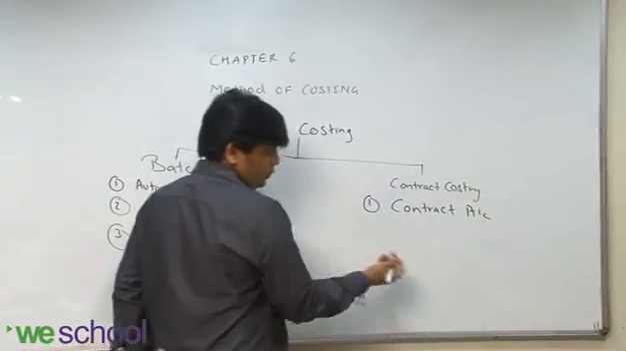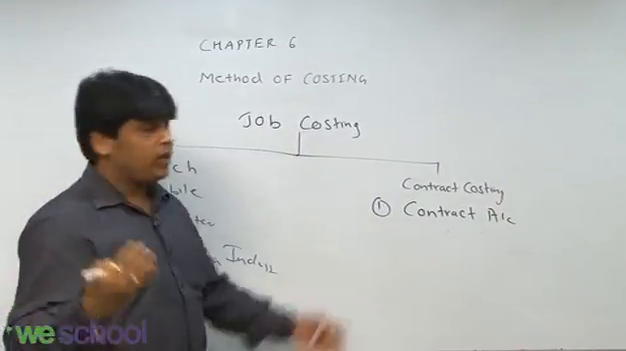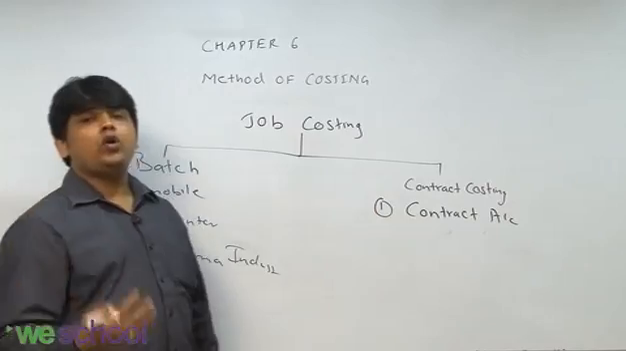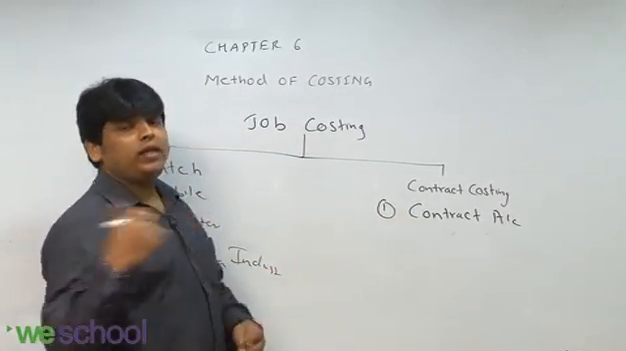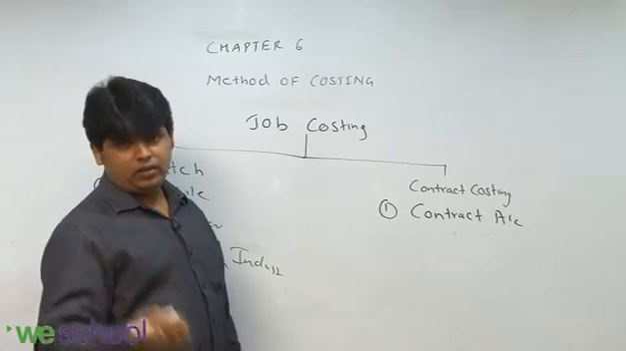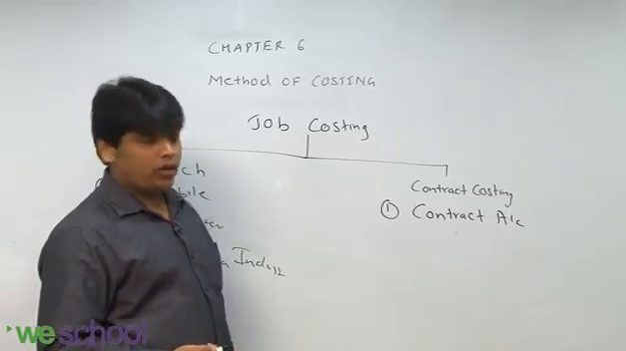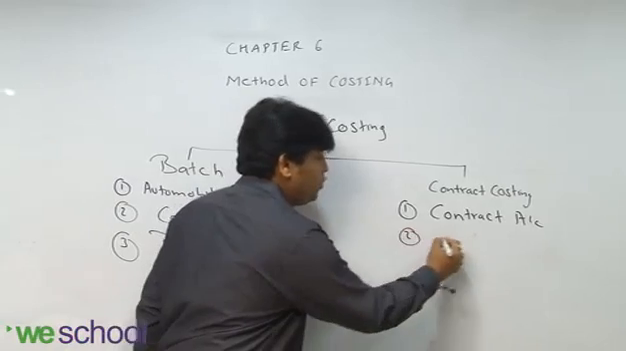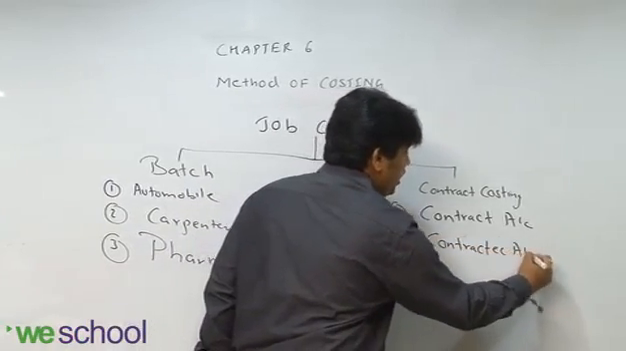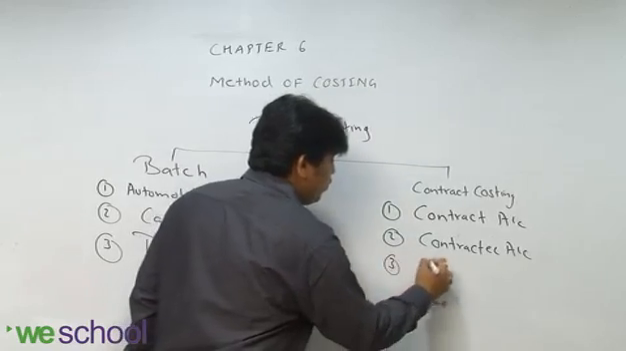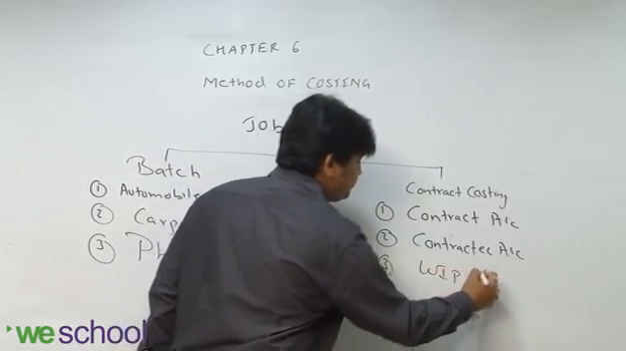of various contracts. Suppose you have 3 to 4 contracts, you will make a contract 1 account, contract 2 account, contract 3 account, and it will go for 3 years. So you will make the contract account year by year. Year wise you will make the contract account. Okay. Now second, you have to make a contractee account. And third, you have to make a work in progress account.